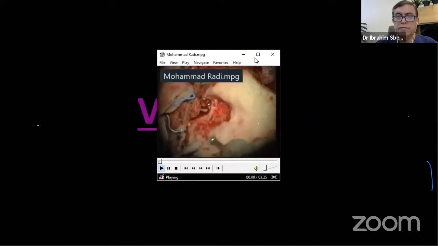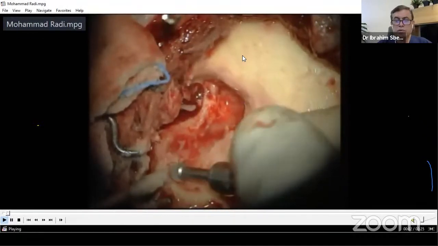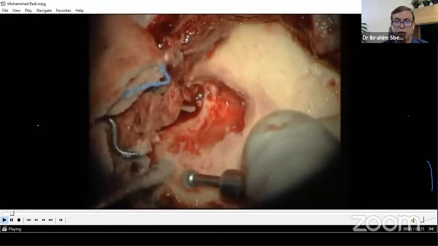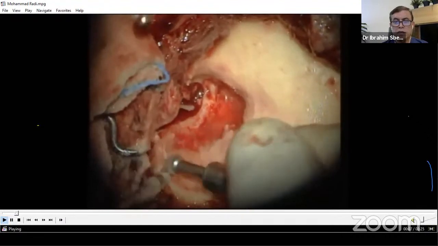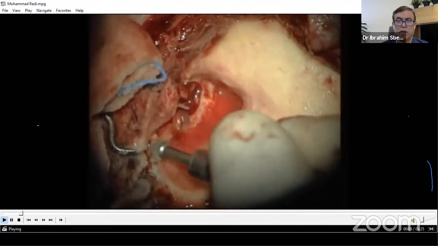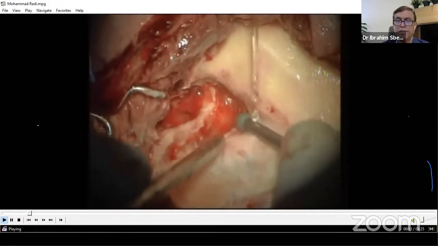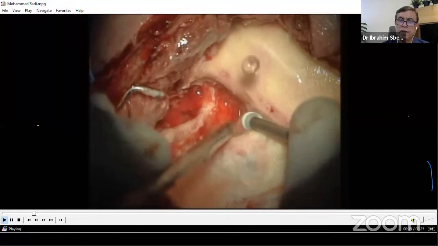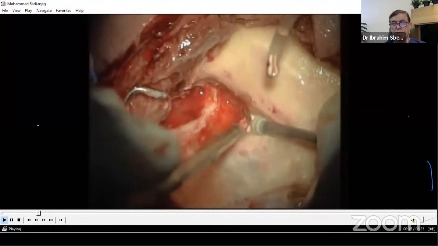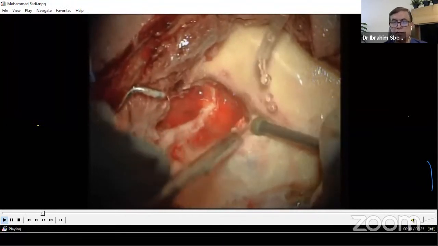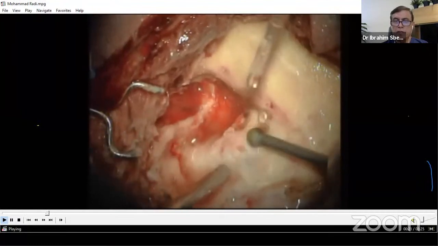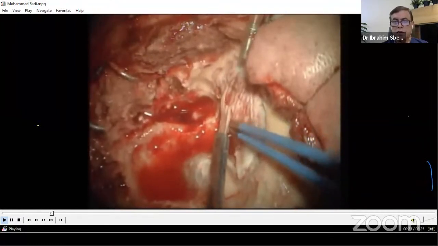So we opted for a radical approach, and we did a presigmoid approach, myself and my colleague, Dr. Tarek Fais, who actually trained with Professor Sanna in Italy, and he was one of the co-authors of many of the books that were published there. So I'm proud of this Jordanian ENT otologist.